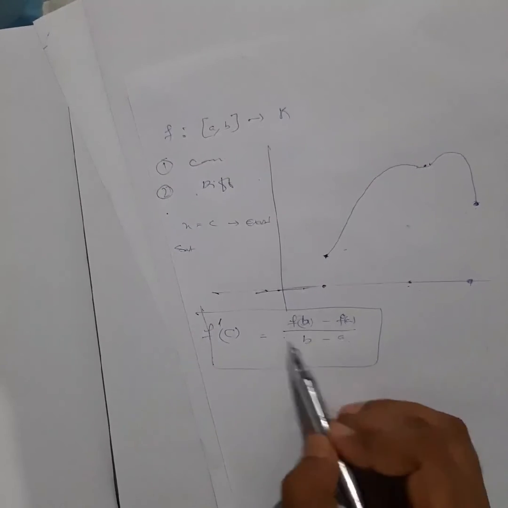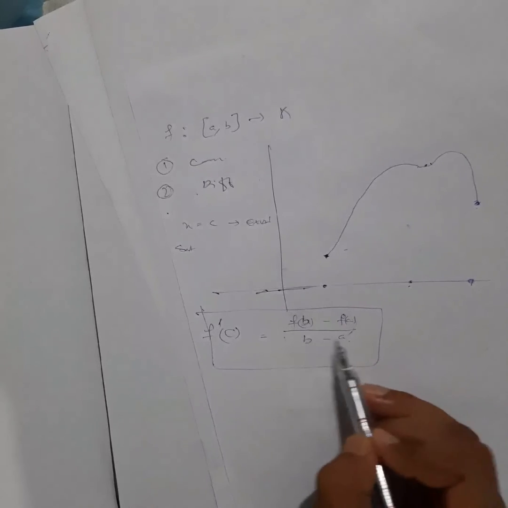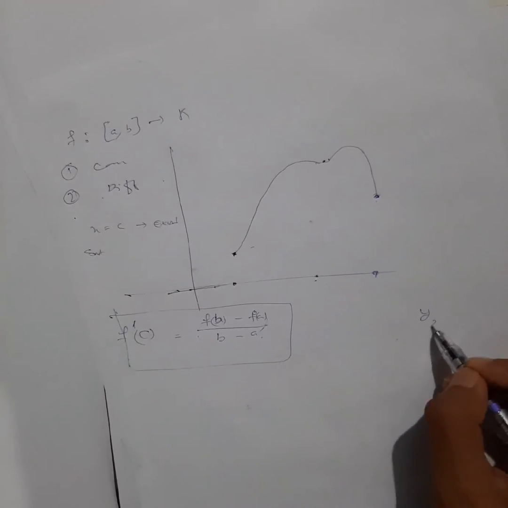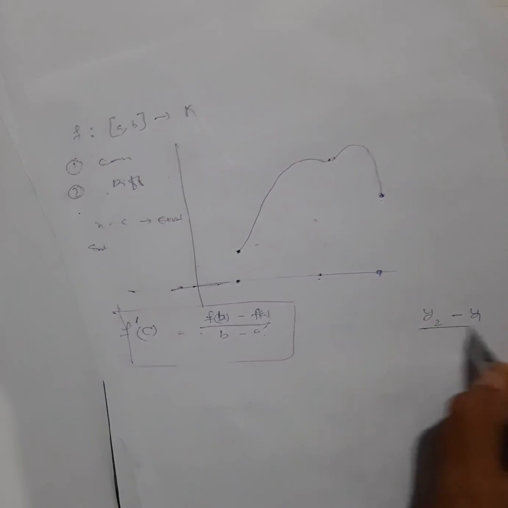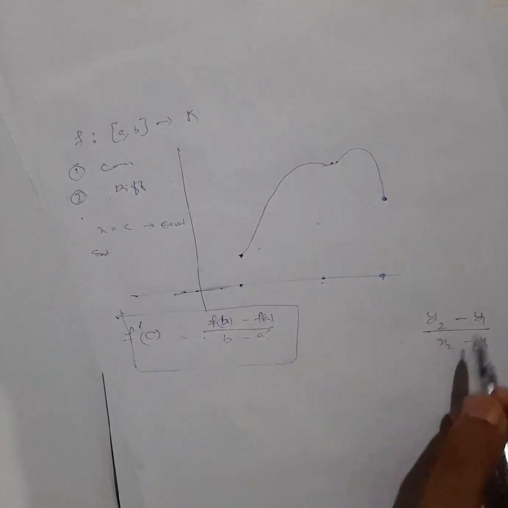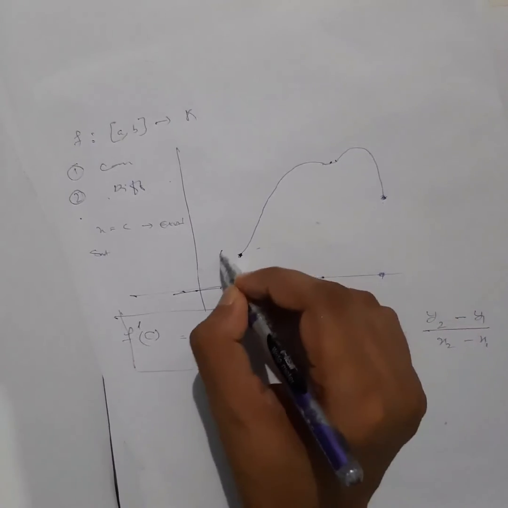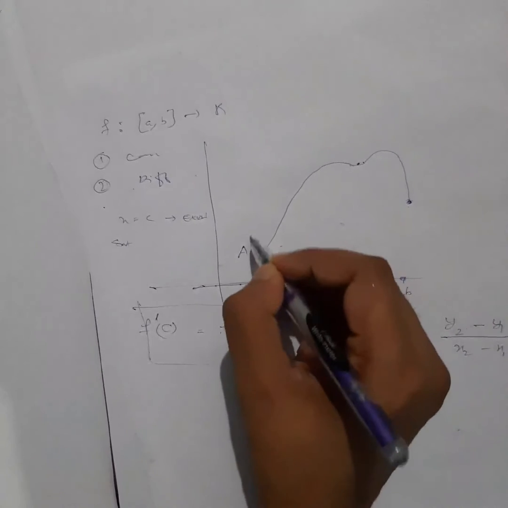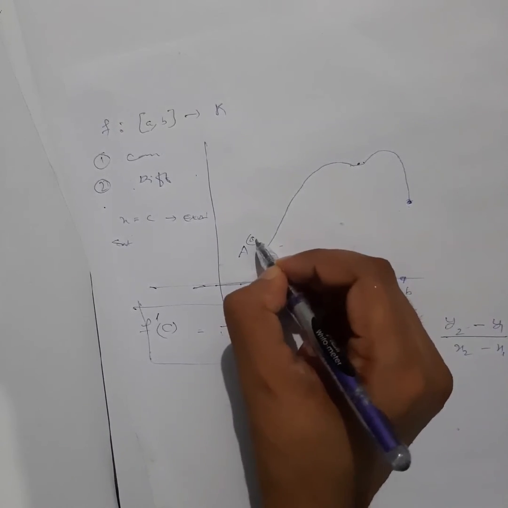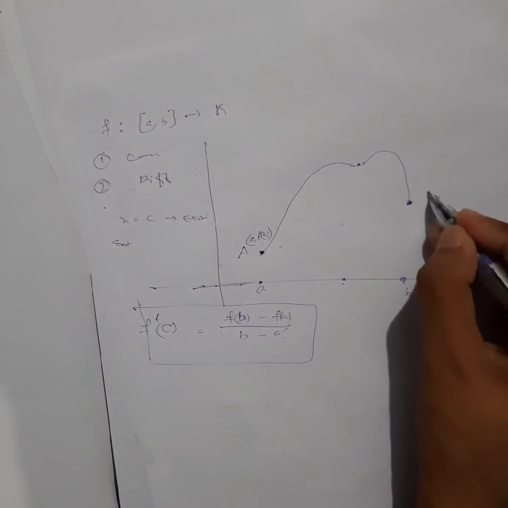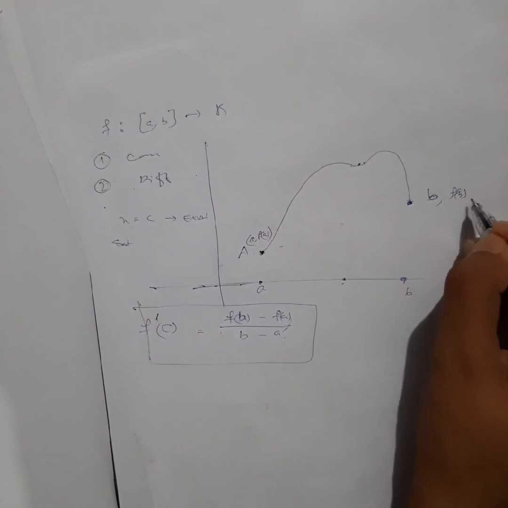If you see carefully, this is nothing but the slope of a line. Remember what the formula was? (y2 minus y1) by (x2 minus x1). These are also nothing but that only. Suppose I name this point a. This is your a, this is your b. Then the coordinate of this point will be (a, f(a)), and this will be (b, f(b)).